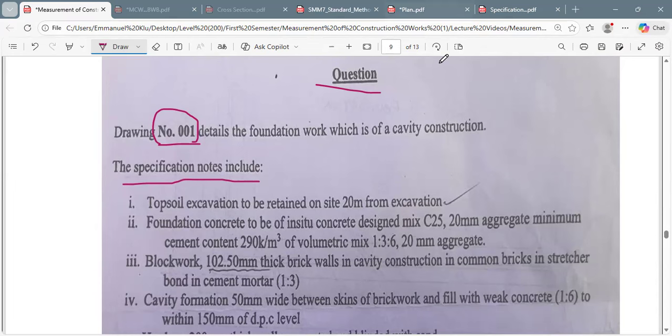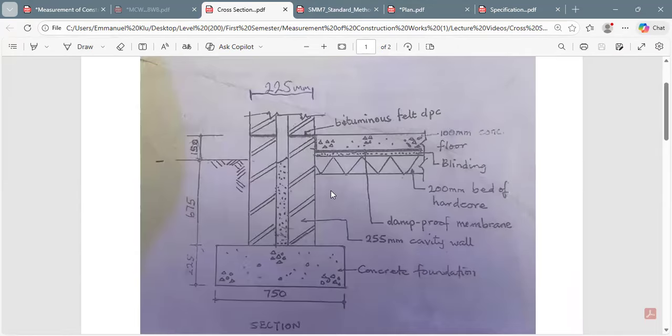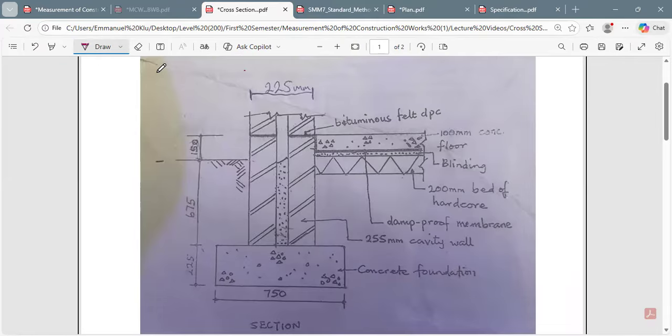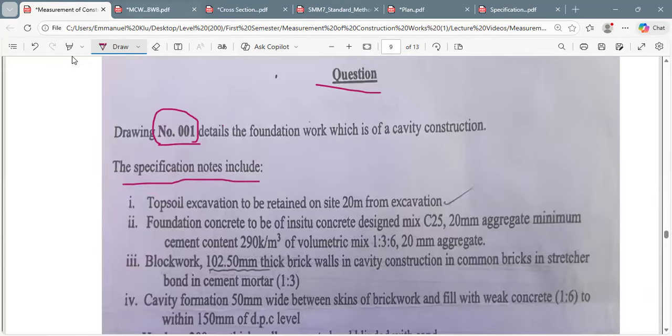So I'm thinking the cross section is going to be our drawing number three. Once we stipulate it on it, then we know that we are on the right path, right? Okay. So this is our drawing number three. All right. So we have to proceed, and then we have to move to our takeoff sheet.